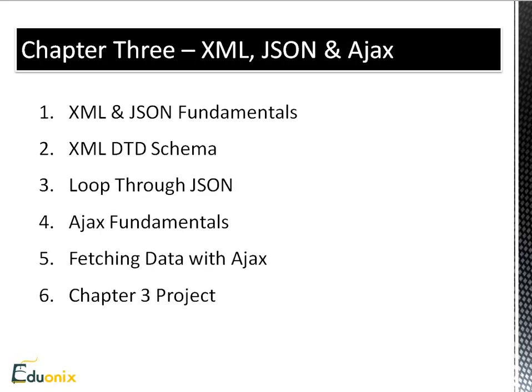Chapter 3 will be all about data and ways to store and grab onto that data. We'll be talking about XML and JSON, which are similar. They're both used to store and transport data. We'll also be looking at the differences of the two. We'll be looking at XML schemas like DTD, which is document type definition. And we'll also be looking how to loop through a JSON object and a JSON array and output that onto the browser.